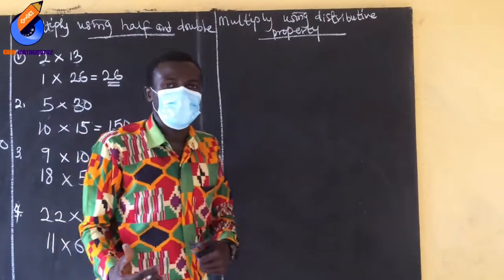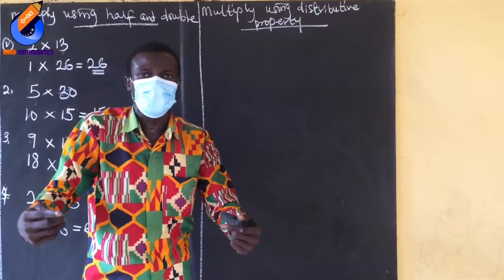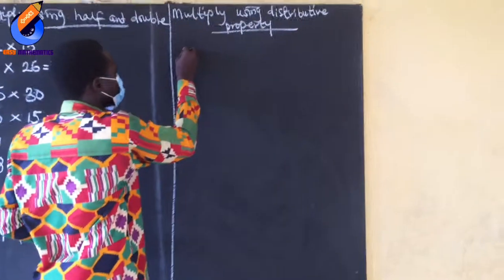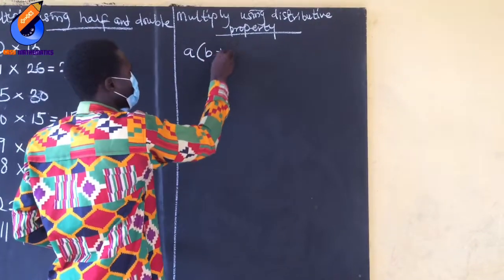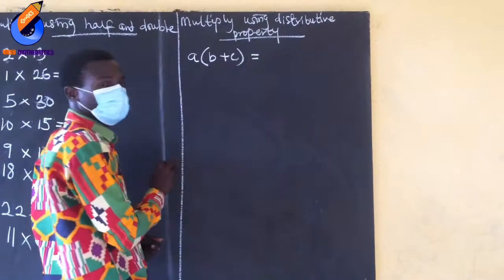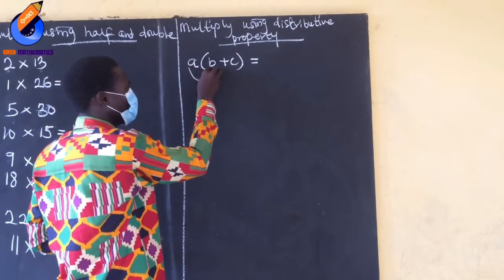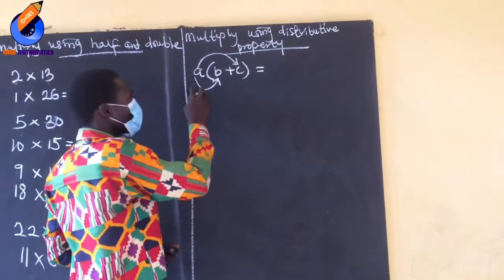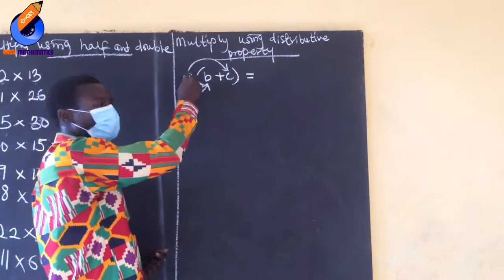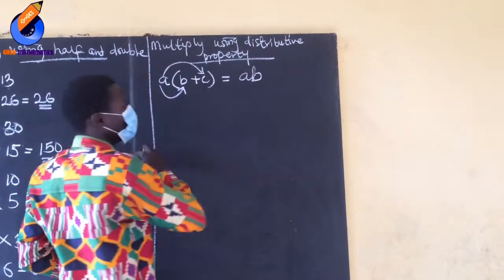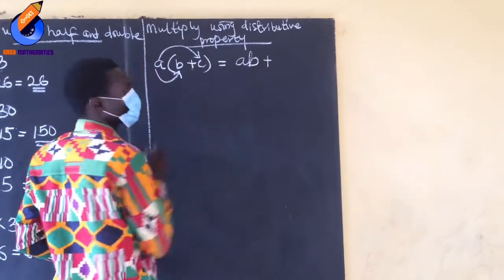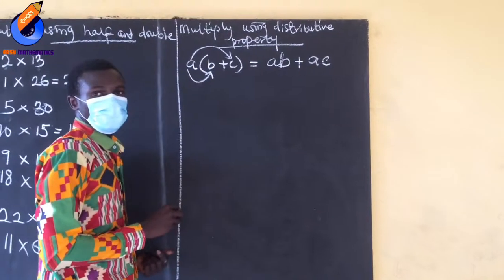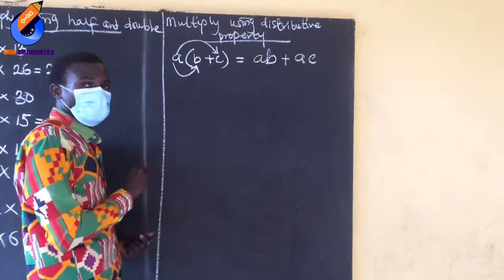So we can be asked to multiply two numbers using the distributive property. The distributive property says that A into bracket B plus C is the same as using A to multiply B and using the same A to multiply C. Because they are letters, A times B gives me AB. The sign here is addition. So A times C also gives me AC. So this is the distributive property.